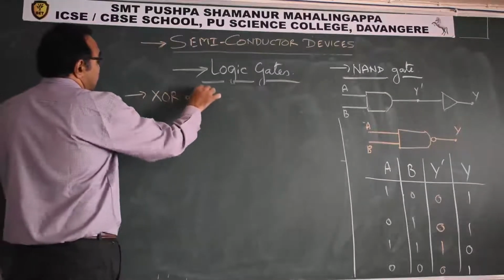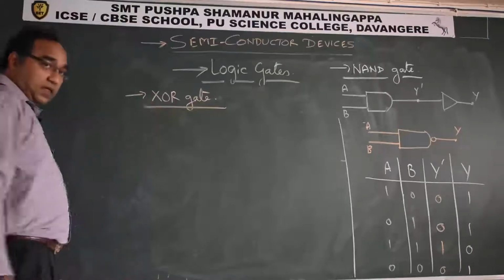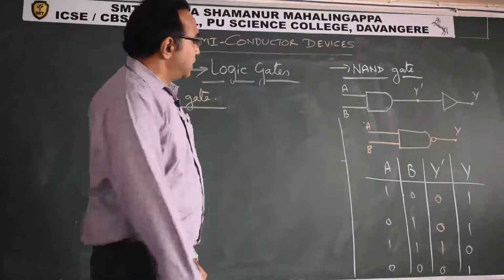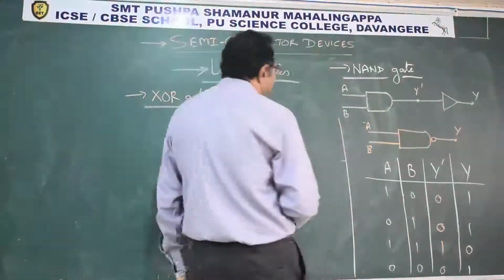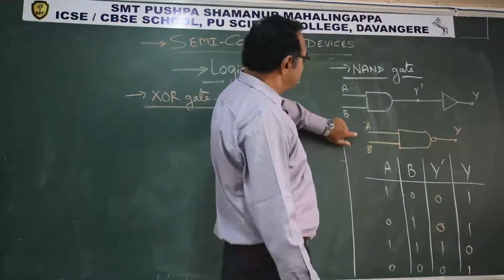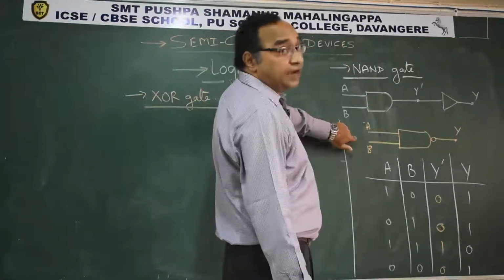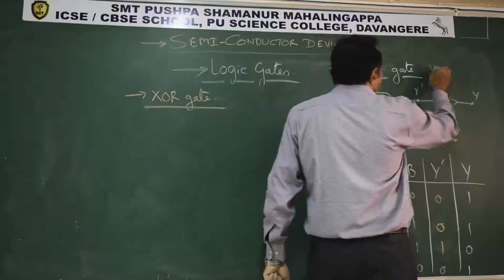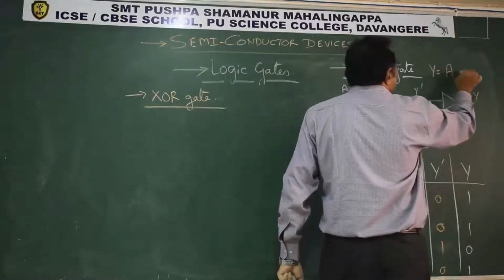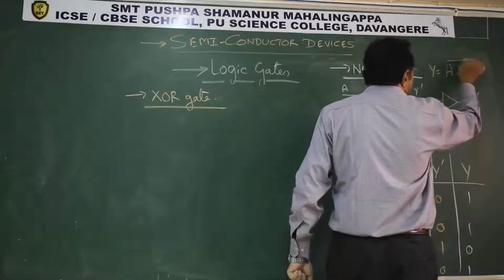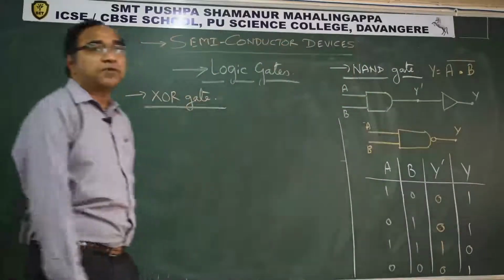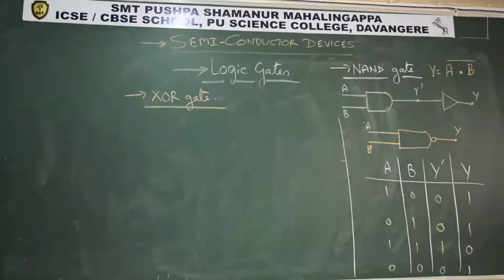XOR gate, exclusive OR gate. See here students, one thing we forgot. What will be the Boolean expression for the NAND gate? Y is equal to A and B, negate it. This is the Boolean expression for the NAND gate.